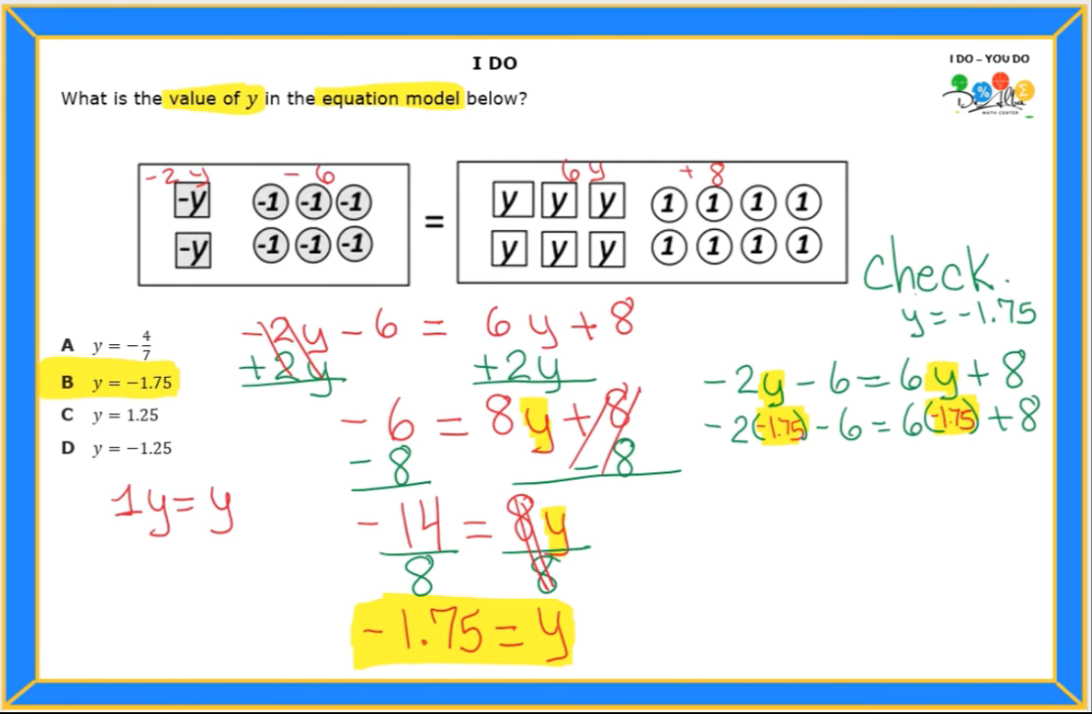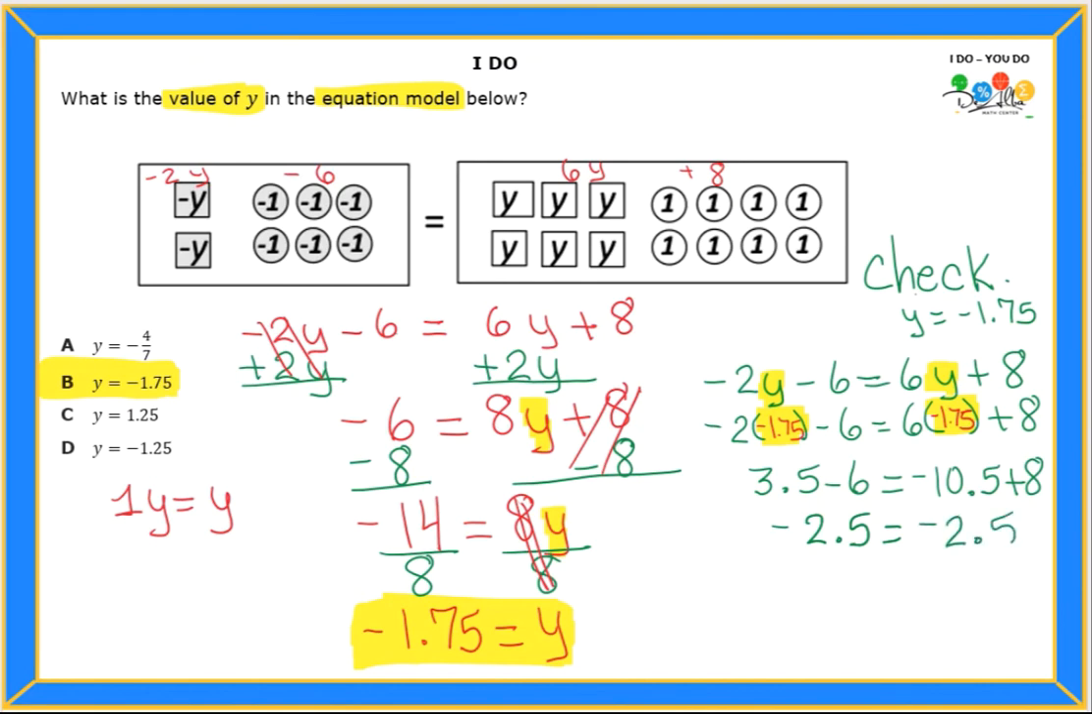Okay, so let's continue. If I multiply -2 times -1.75, I get positive 3.5 minus 6 equals, on the other side, 6 times -1.75, I get -10.5 plus 8. Okay, so now I'm gonna continue. 3.5 minus 6 gives me a -2.5. So on my left side, I get a -2.5. Let's see the right side. -10.5 plus 8.